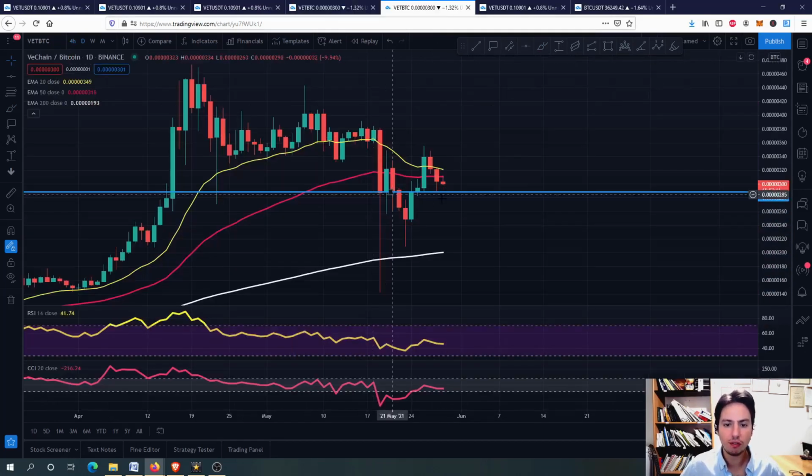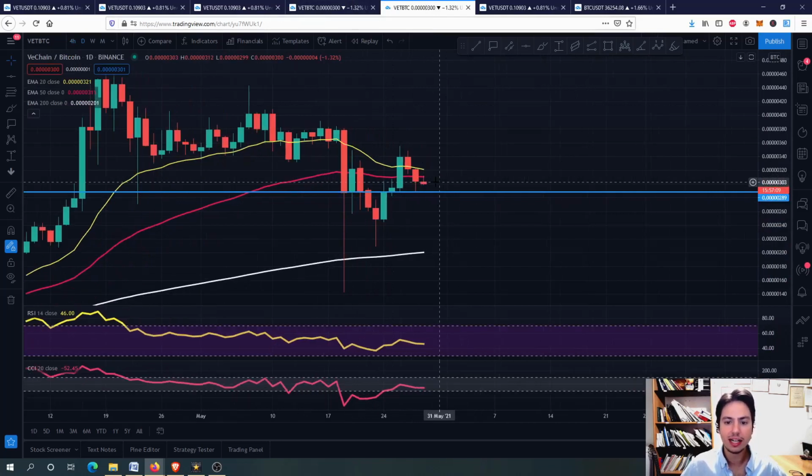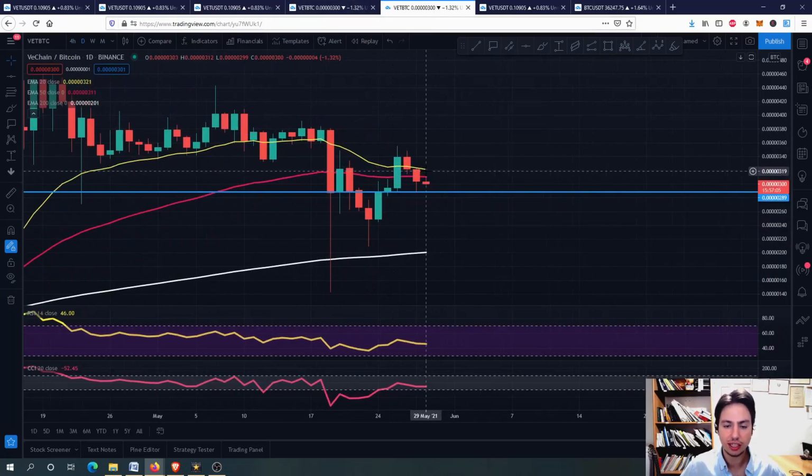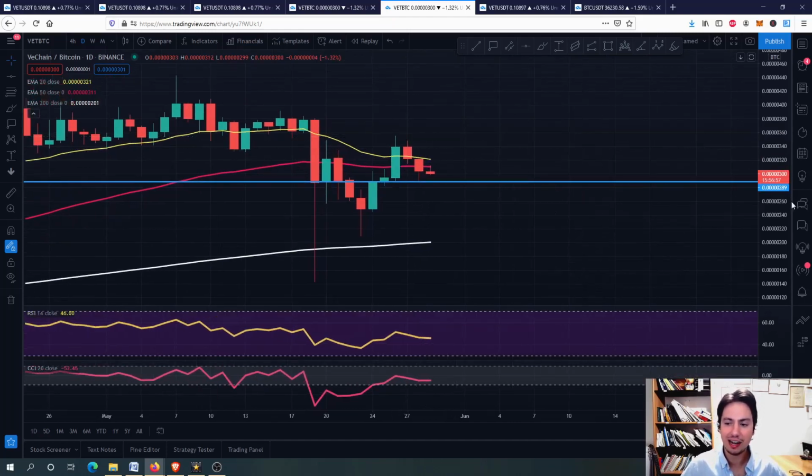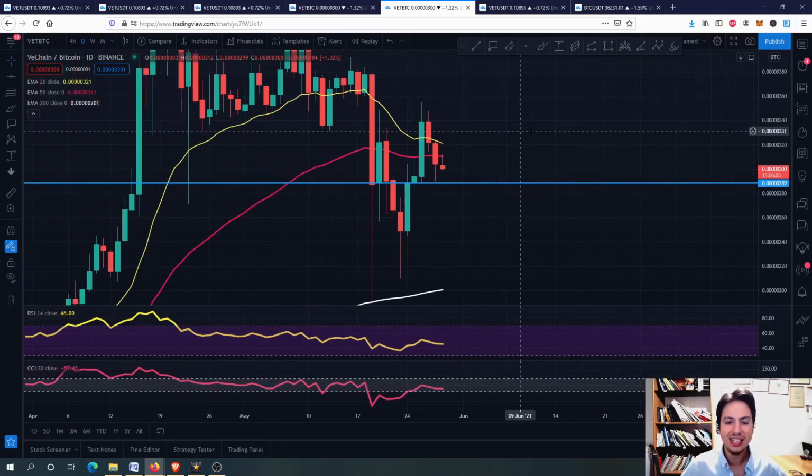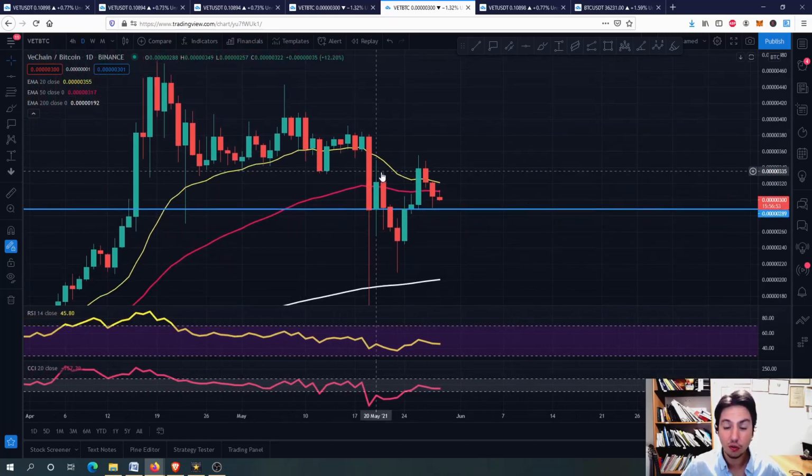Of course, now for Vechain against Bitcoin in the daily frame, we haven't lost our position yet, guys. We haven't lost our position yet. You can see here the 20-day EMA is above the 50-day EMA. So for now you can sleep calm and you can sleep safe, guys. You don't want to be afraid of anything.